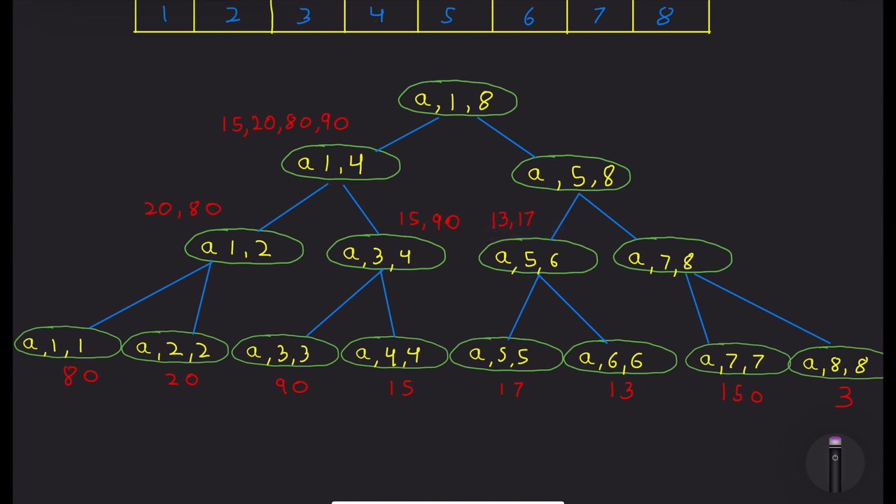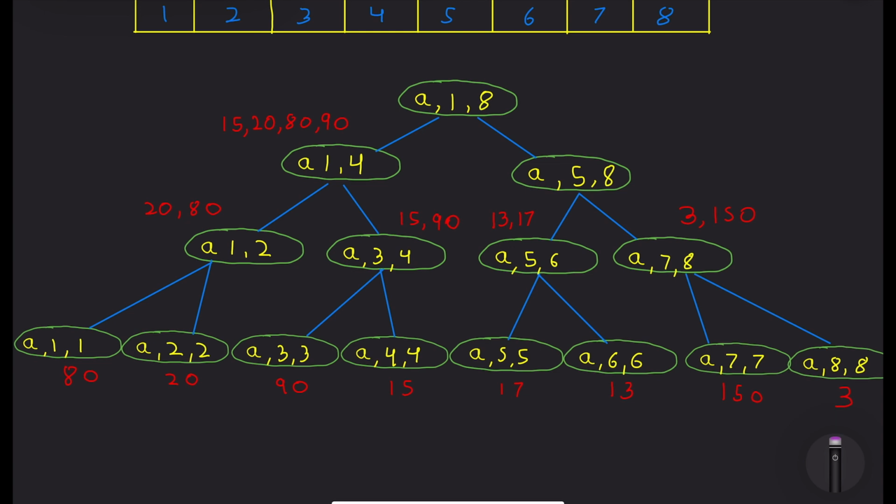Similarly for 7, 8, we will compare 150 and 3. So 3 is smaller than 150, so 3 will be the first element, then 150. Now moving to the parent, 5 to 8, we have both left side and right side subarrays. Now we can combine them.